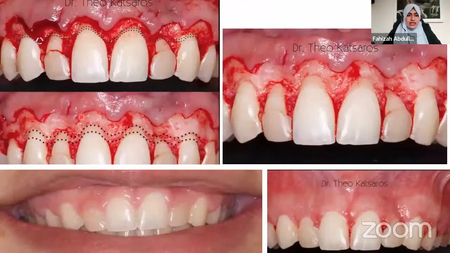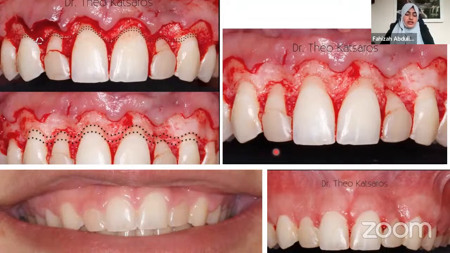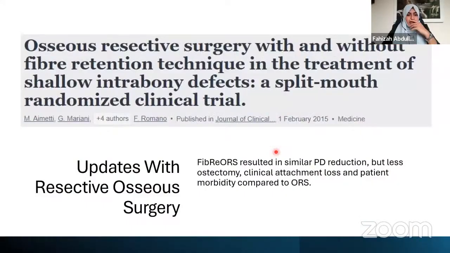This is another case done by Dr. Theo Katsaros. He has nicely shown the crown lengthening procedure here. If you see, this is how the patient came, and this was the initial level of bone crest and the final gingival margin difference. And there was nice bone recontouring or osteoplasty, which was done to get the final adaptation of the gingiva. So this is one of the main considerations we should all keep in mind when doing a crown lengthening case.